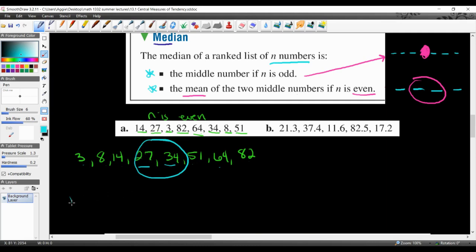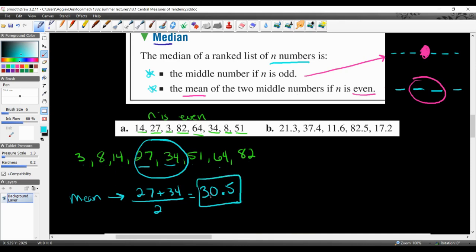numbers. We would go ahead and find the mean by adding them, 27 plus 34, and then dividing by 2 because there's two numbers. And when we do that, we should get 30.5. You can check my math if you'd like. Remember, if I make a mistake, extra points for you. Okay. So it looks like the mode for, I'm sorry, not the mode, the median, for letter A is 30.5.